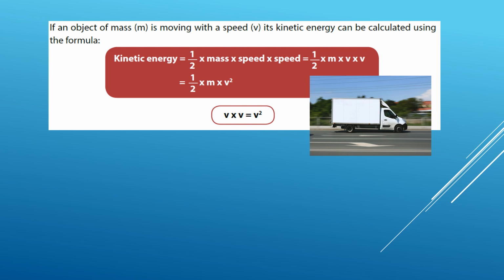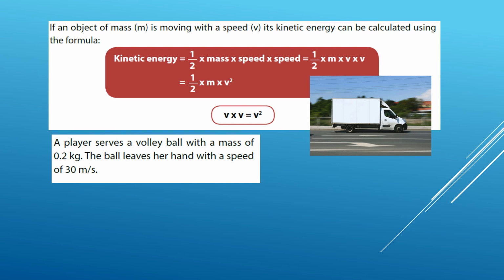Now let us see what is kinetic energy. We have an object of mass m, which is moving with a speed v. Then its kinetic energy is calculated using the formula: kinetic energy is equal to half times the mass times the speed squared. So consider the truck, which has a mass m and which is moving with a velocity v. So we get its kinetic energy as half mv squared.